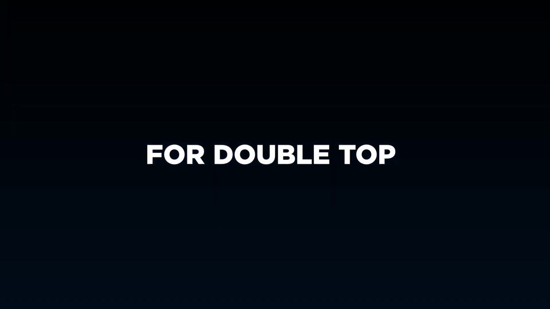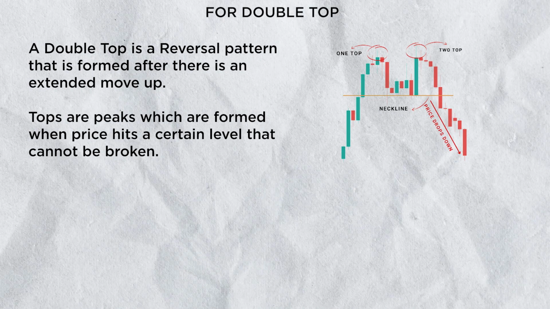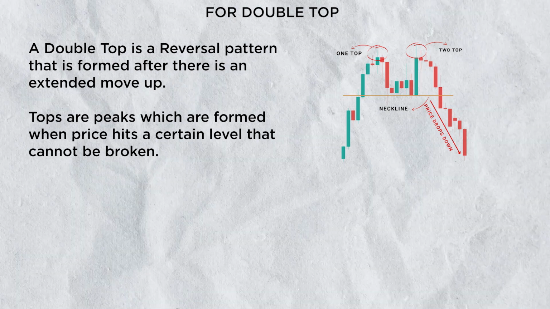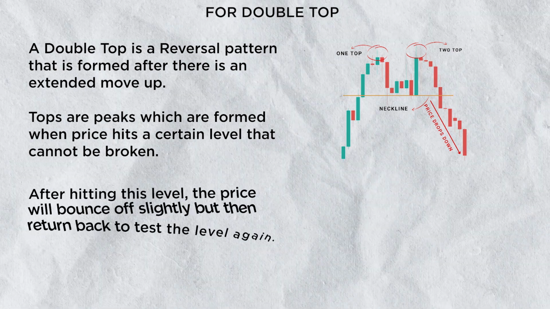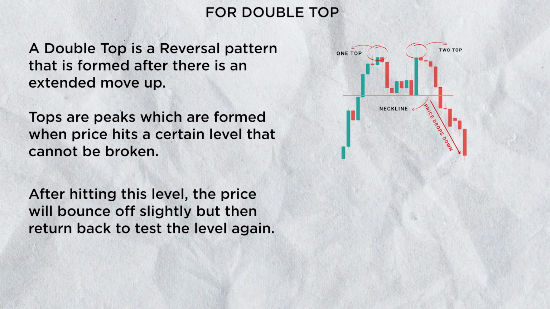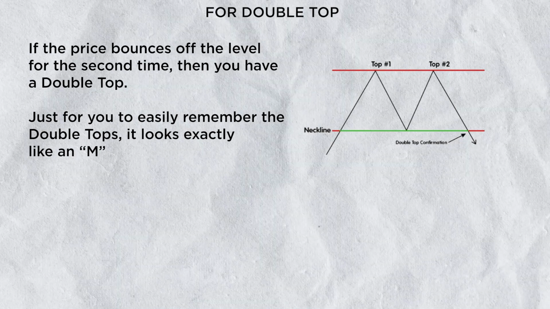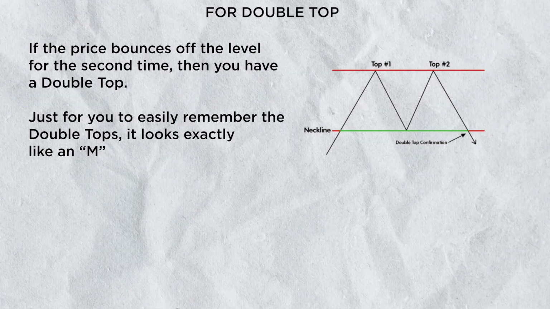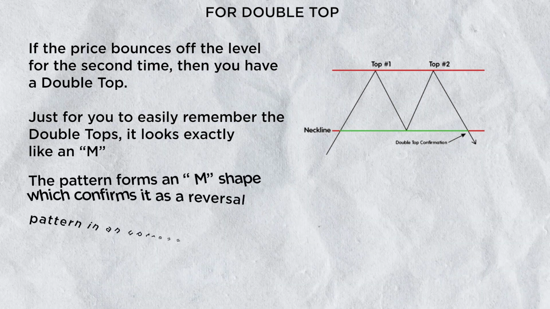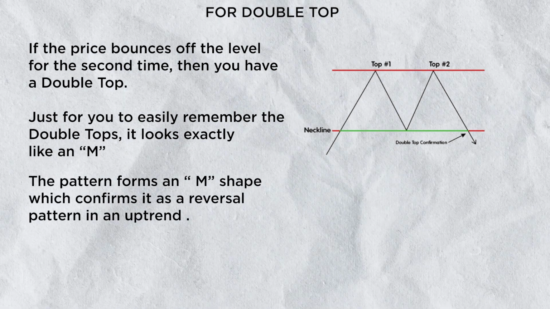A double top is a reversal pattern that is formed after there is an extended move up. Tops are peaks which are formed when price hits a certain level that cannot be broken. After hitting this level, the price will bounce off slightly, but then return back to test the level again. If the price bounces off the level for the second time, then you have a double top. Just for you to easily remember the double tops, it looks exactly like an M. The pattern forms an M shape, which confirms it as a reversal pattern in an uptrend.